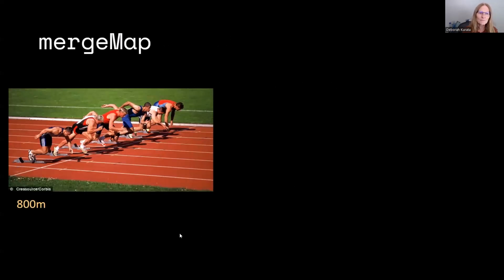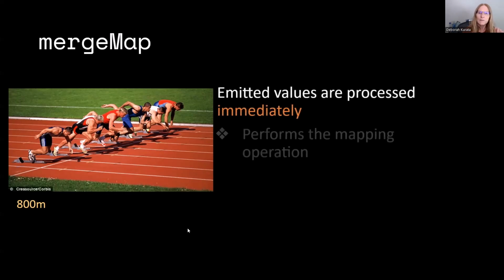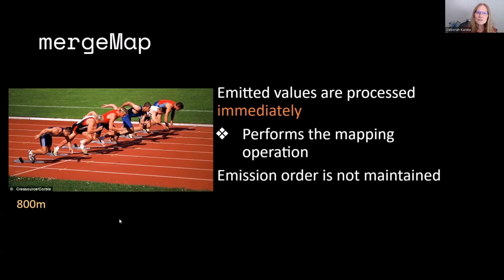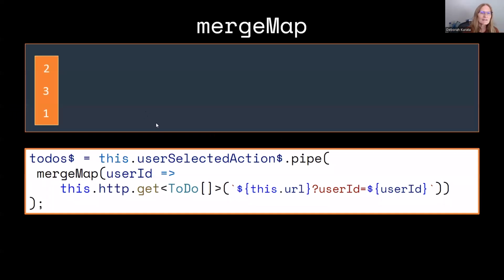You can think of merge map as something like the 800 meter. They all start just about the same time, and then that performs the mapping operator, but the emission order is not retained. Just because you got off the line first doesn't necessarily mean you're going to end first. So again, let's talk through our example where we pick the second user first, then the third user, then our first user, only this time using merge map.